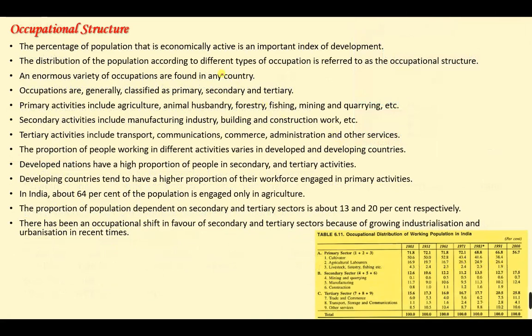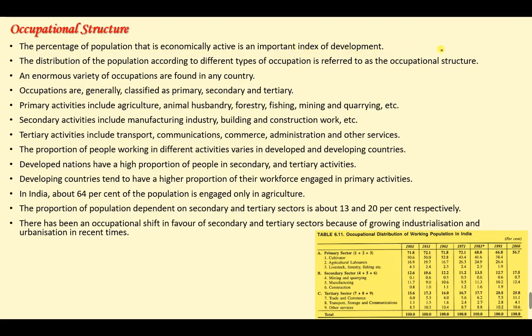Occupational structure. Occupational structure is related to occupation, the people engaged in different types of activities that are primary, secondary, and tertiary activities. So the percentage of population that is economically active is an important index of development.